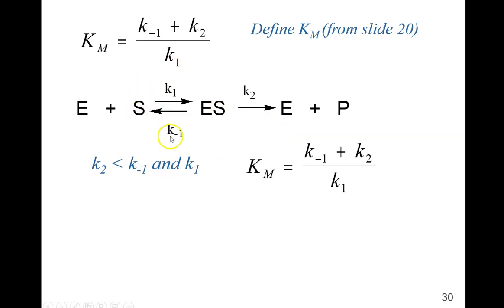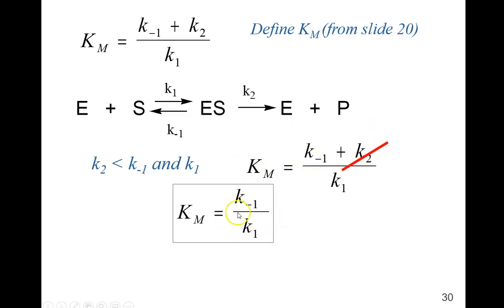What we should note is that generally K1 and K minus 1 are larger numbers because they involve just the association of the enzyme and the substrate to form the enzyme substrate complex, or the dissociation. And those are non-covalent interactions, whereas K2 is going to be a lot slower because you're breaking covalent bonds in the substrate and forming new ones in the product. So we could have an approximation where we approximate Km as a ratio of K minus 1 over K1.